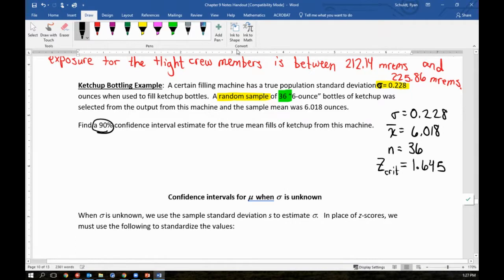Okay, so let's set up our formula and solve it. X bar plus or minus the critical value times sigma over the square root of n. Okay, plug everything in.